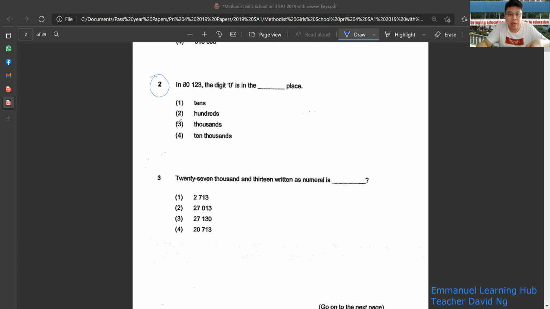Okay, question 2, it says that in 80,123, the zero is in which place? The zero is in the thousands place. Zero is here. It's in the thousands place, because this one is 1,000. You understand the logic? Yes. Okay, let's move on to the next one.